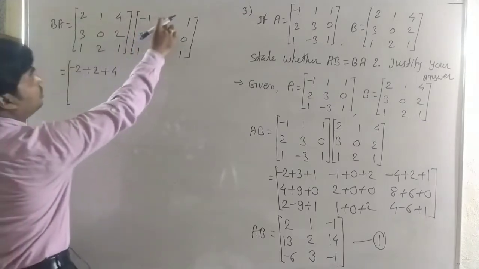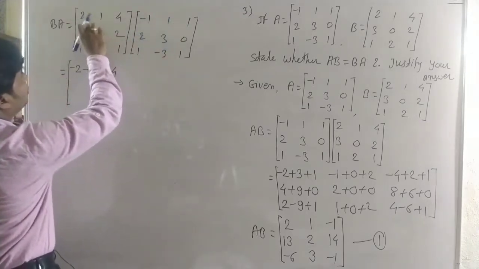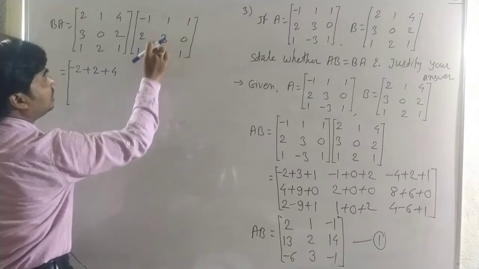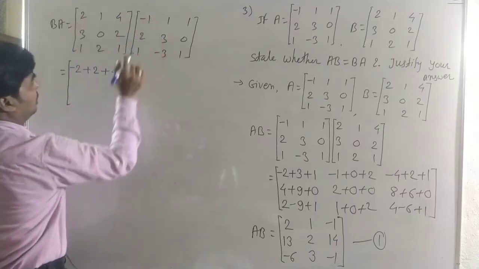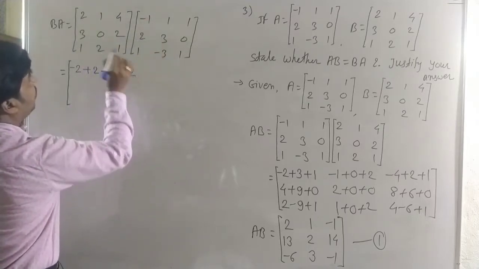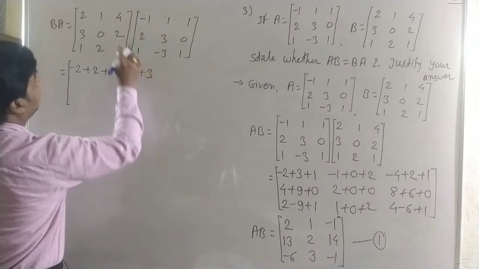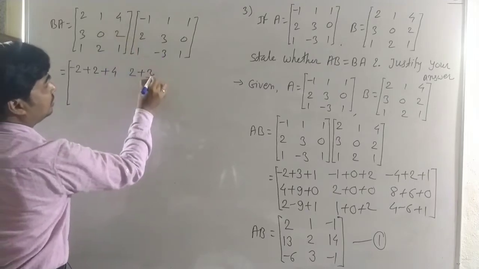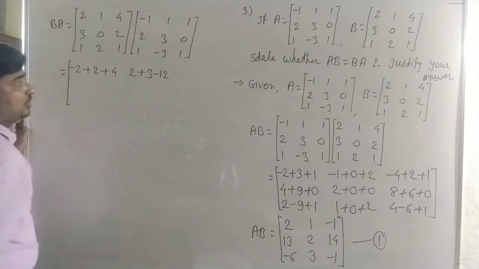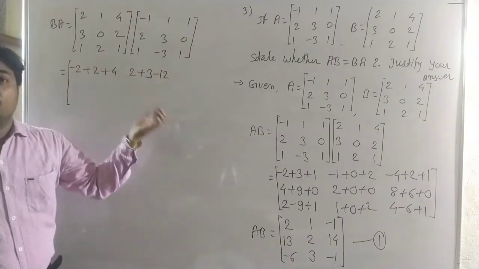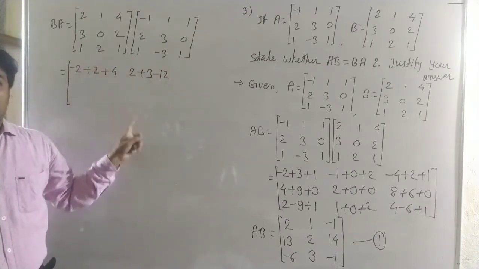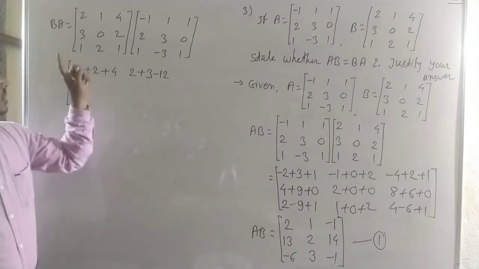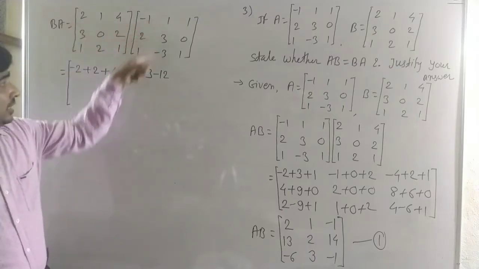Now, first row, second column. First row it is 2, 1, 4. And second column 1, 3, minus 3. 2 into 1, it is a 2. 1 into 3, it is a 3. And 4 into minus 3, it is a minus 12. It is first row and second column. It is the addition of the products of the corresponding elements in the first row and second column.